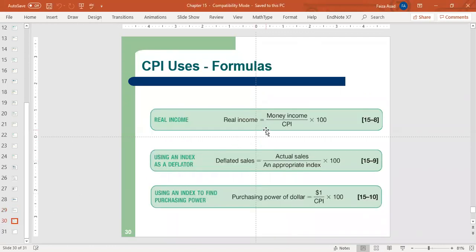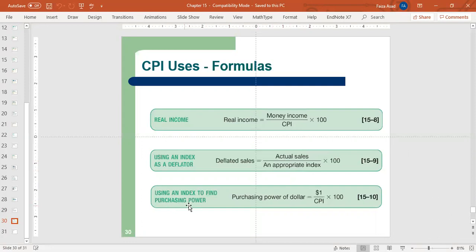So here are some important formulas to compute real income, using an index as a deflator. CPI is also called a deflator. Deflated sales is actual sales divided by an appropriate index. Which index is appropriate for this formula? It will be the producer price index, because it's relevant to sales.